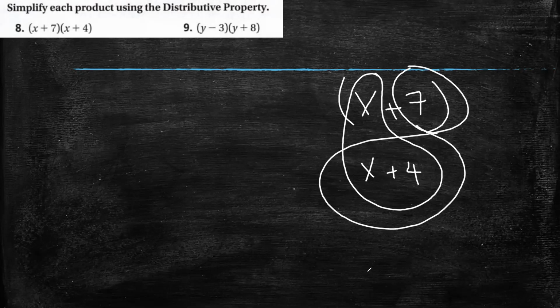Or you can make it like a tree. And now x plus 7. That means I multiply x with the first term and then 7 with the other term.